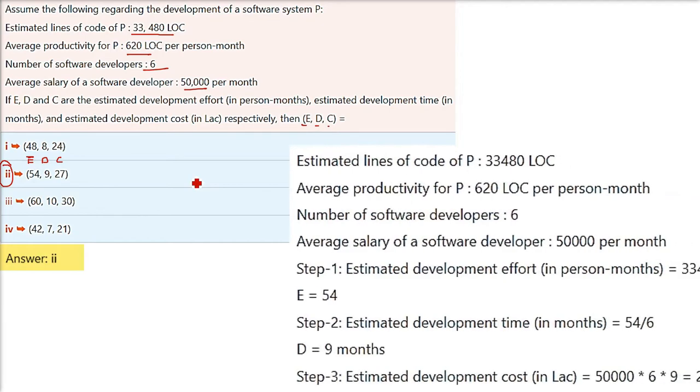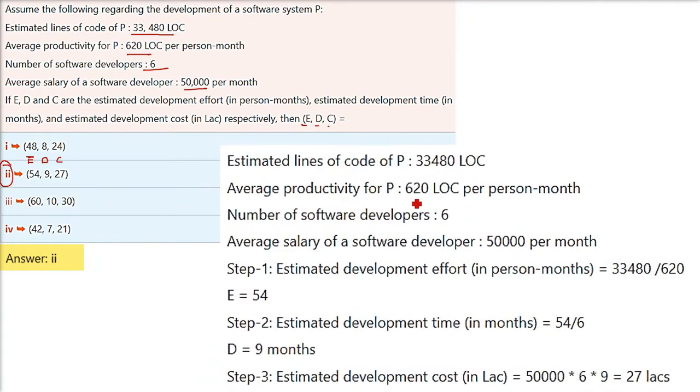How to get this? Estimated lines of code is 33,480. This is lines of code. Productivity is 620 LOC per person month. Developers 6. Salary 50k. Estimated development effort. Please remember, effort will always come in person month. Person month, how do we get it?